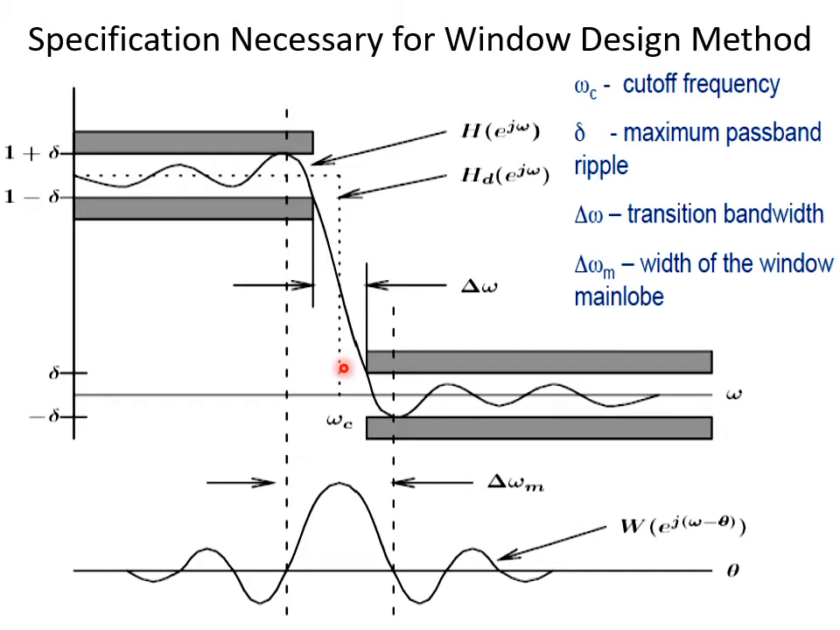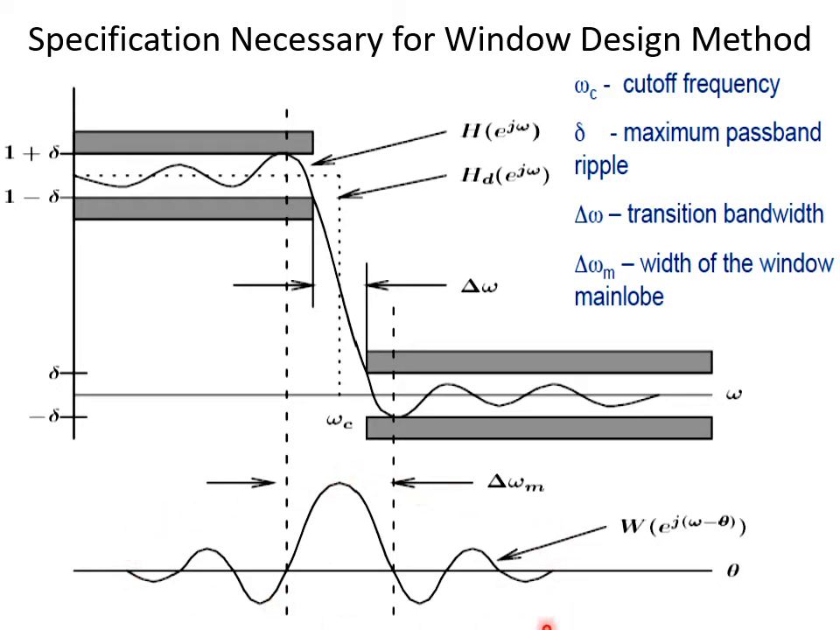This dotted line represents the ideal filter frequency response. It is represented by Hd of e power j omega, and H of e power j omega is the practical filter response, this one. Delta omega here is basically the width of the transition band, the transition from pass band to stop band. The width of the main lobe is represented by delta omega m.